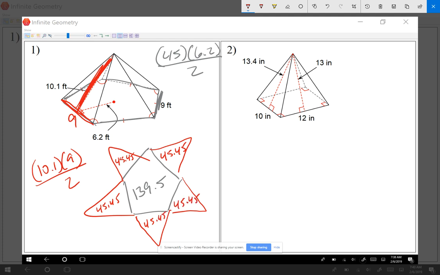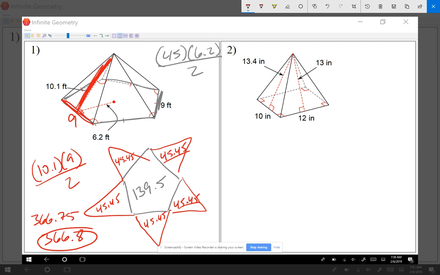Now just add everything. I'm just going to go 45.45 times 5. That's basically the 5 triangles combined, plus 139.5. According to this, I get 366.75. I'm going to round it to the nearest tenth, 1 decimal place. My second decimal place, it is big enough, so I'm going to call this 366.8. Do notice that on my triangle, I didn't round my numbers. I rounded my answer. So at the end, I rounded everything up.